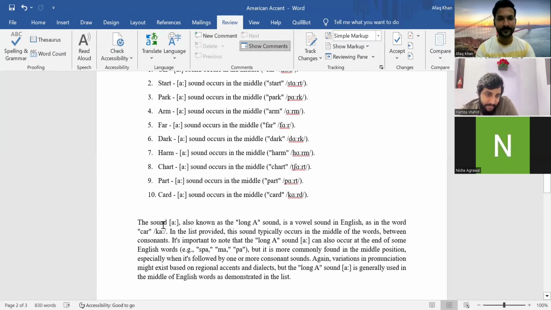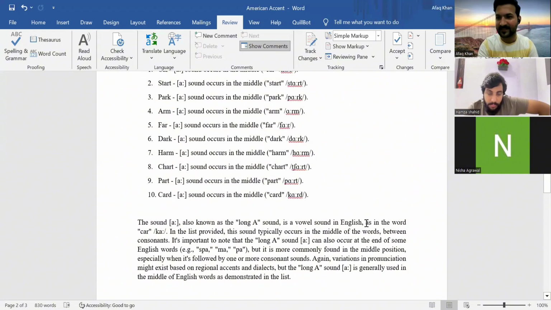The sound is also known as the long A. Long A, for example. The long A sound is a vowel sound in English, as in the word car.